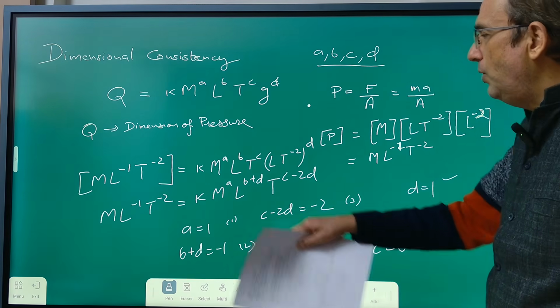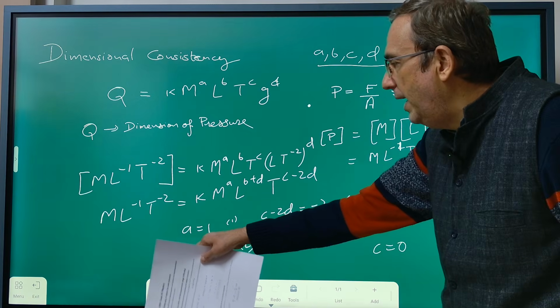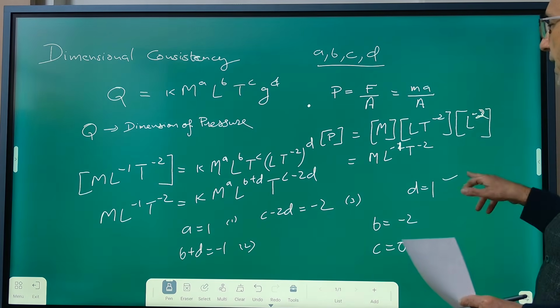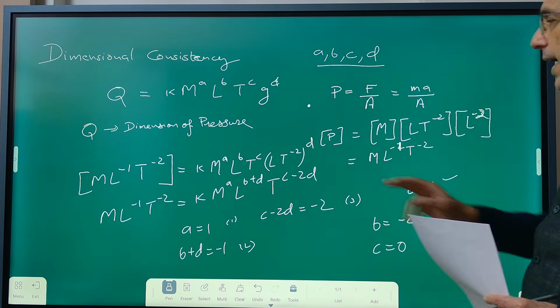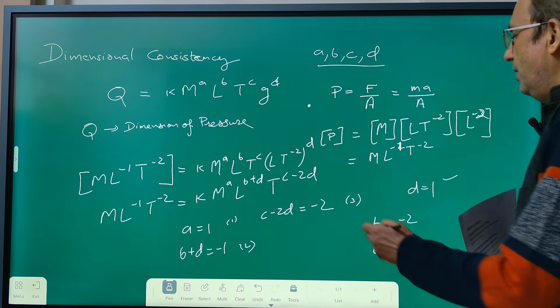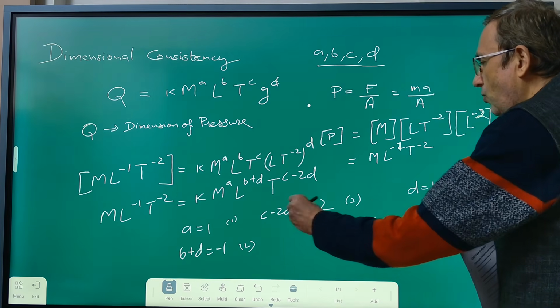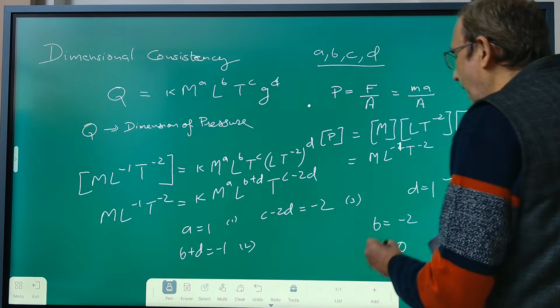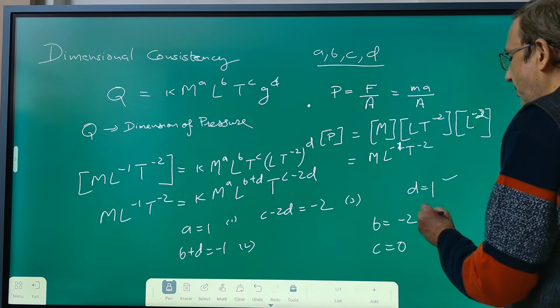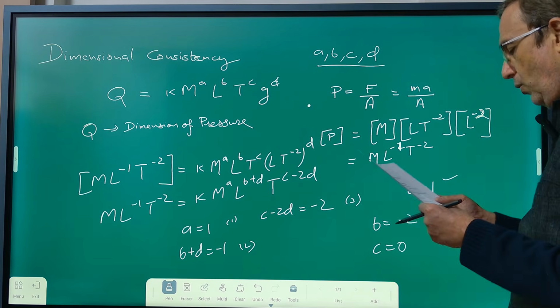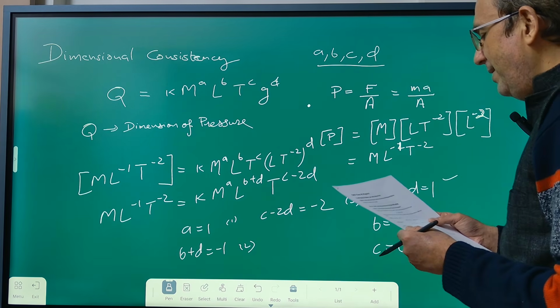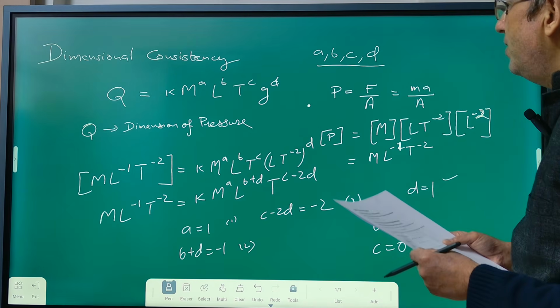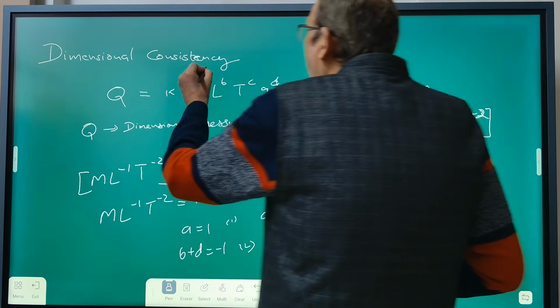So you just substitute. You have four unknowns actually, a, b, c, and d, and the value of t is already given to you. A has been calculated, which is equal to 1. So when you solve for c and d here, you will get the value of b as minus 2 and c as 0.